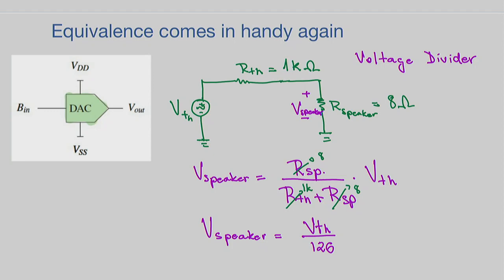There is a question. Can't we just make V Thevenin something really big so it gets to 10 volts? Well, I guess. Would that be an efficient design, though? Probably not. So if you want to get 10 volts, what would V Thevenin have to be? 1,260 volts. Wow. Perhaps we don't want that. I don't want that in an iPod. Could we increase our speaker instead?